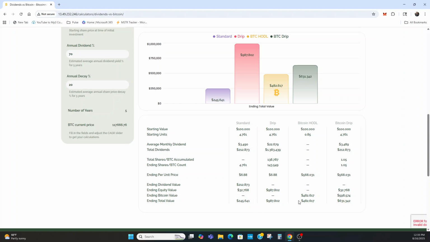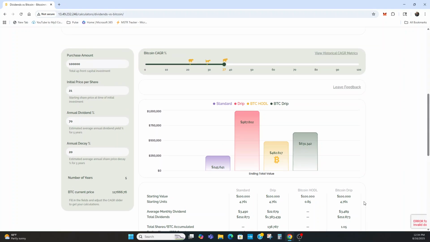Okay? Now in the Bitcoin HODL scenario, we've only got 0.85 Bitcoin. That's what we started with, and that's worth 482 grand. Come over here, we've got 1.05 Bitcoin because we did a little bit of additional stacking with our drip strategy. Combine that with the starting equity value from our MSTY, and we've got a total position of about $631,000.